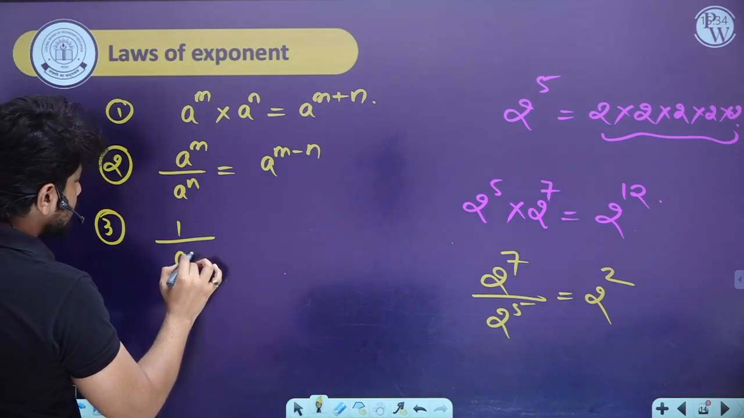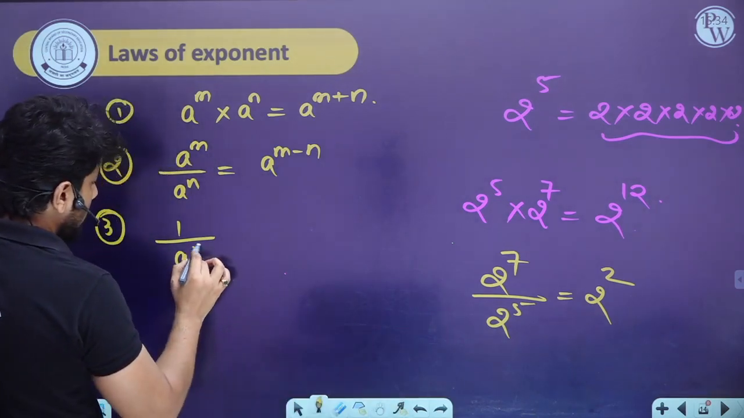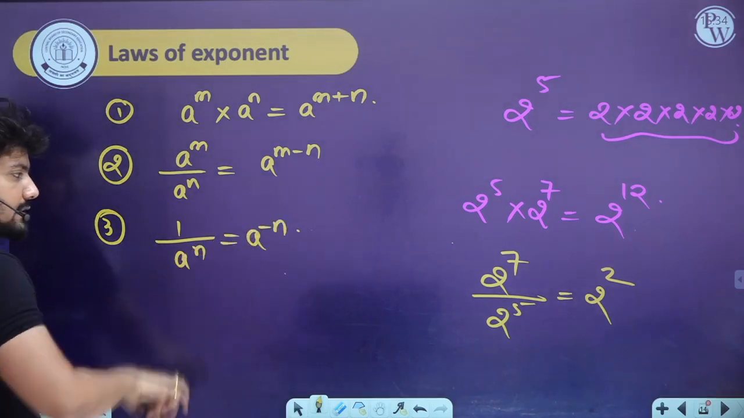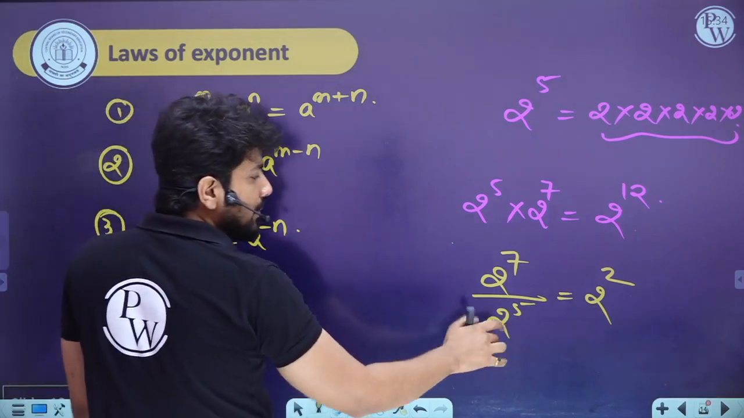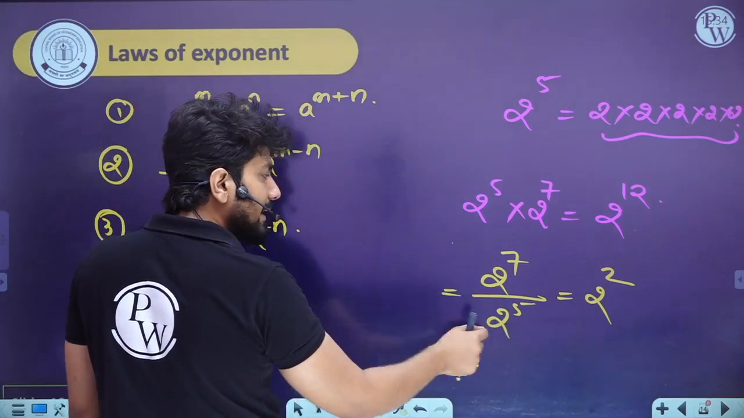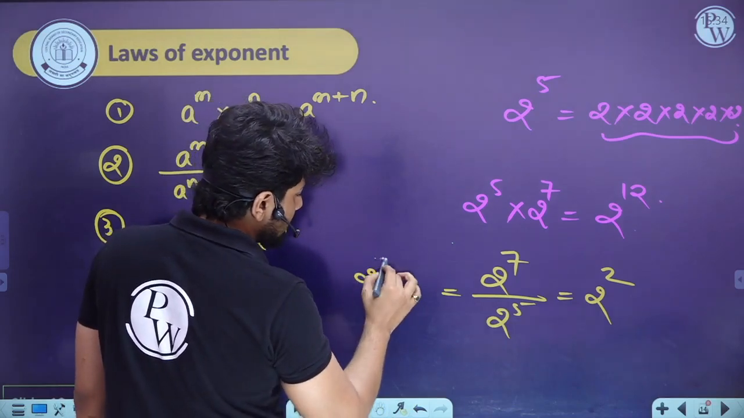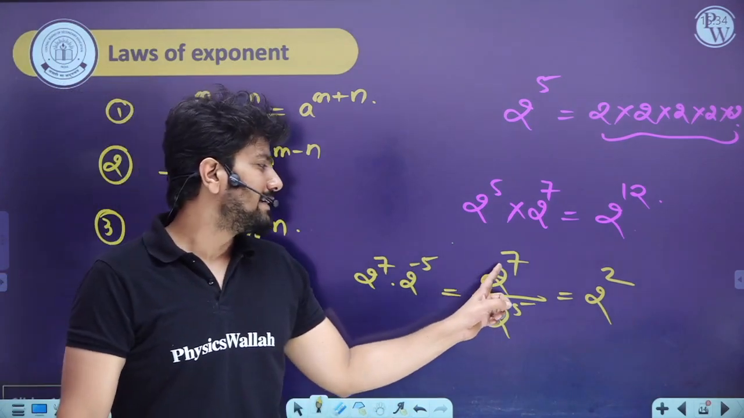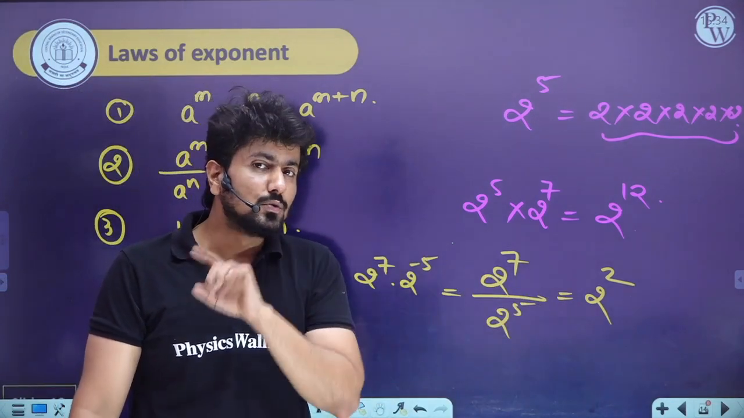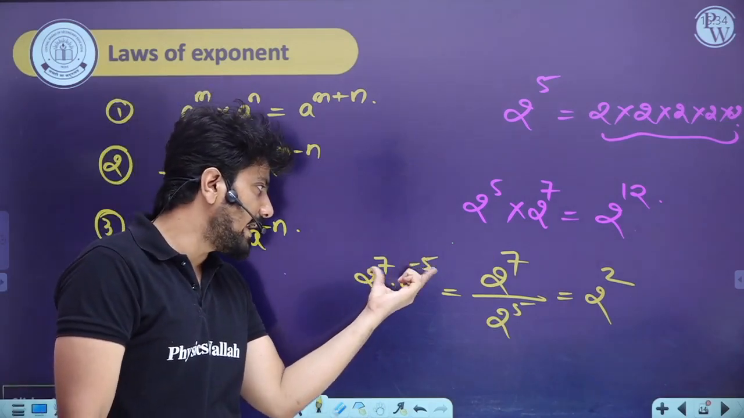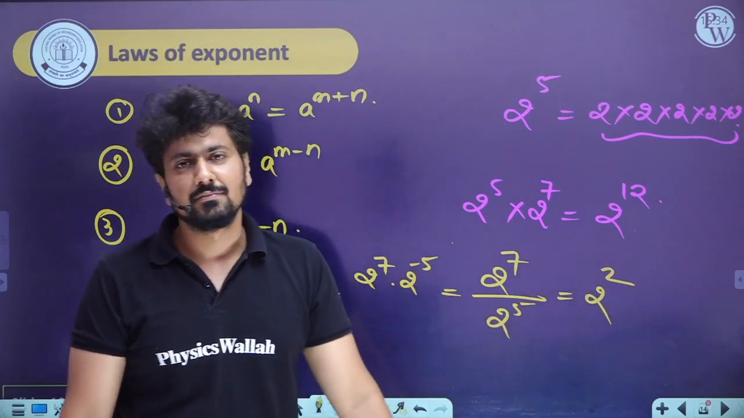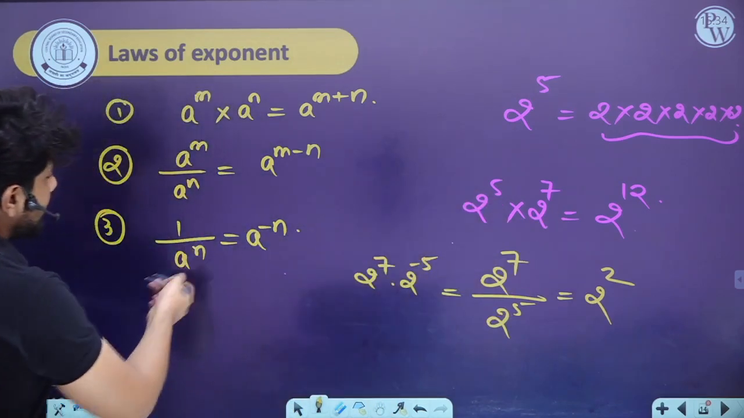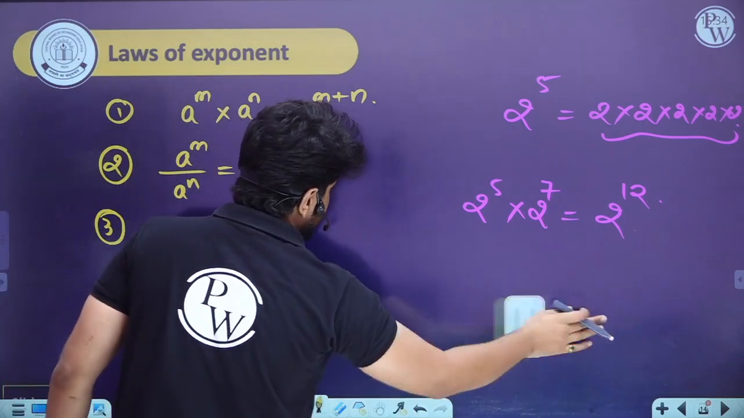1 upon a raised to the power n is equal to a raised to the power minus n. Okay, I hope all of you understand this. That 1 upon 2 raised to the power 5, we can write it as 2 raised to the power minus 5 in the numerator. We can write it as 2 raised to the power 7 into 2 raised to the power minus 5. This is 2 raised to the power 7 multiplied by 2 raised to the power minus 5. And now if we add the powers, 7 minus 5, that will be 2. So 1 upon a raised to the power n is equal to a raised to the power minus n.